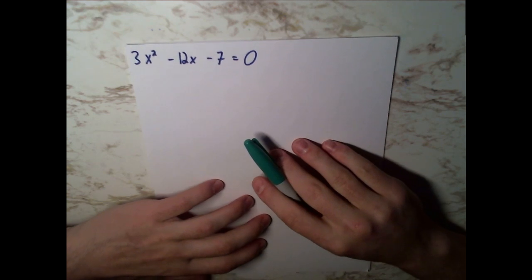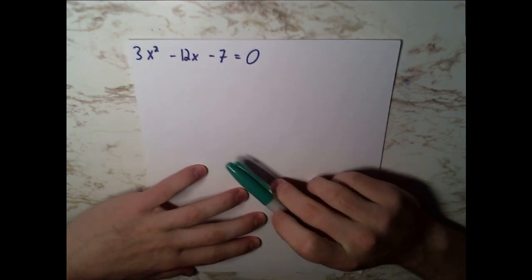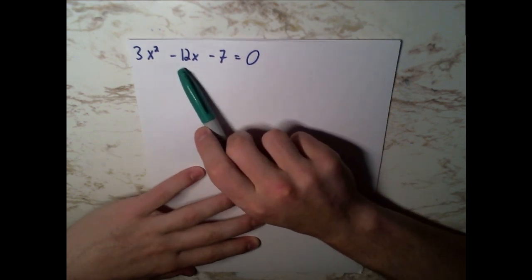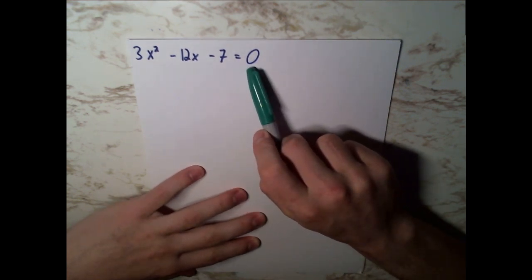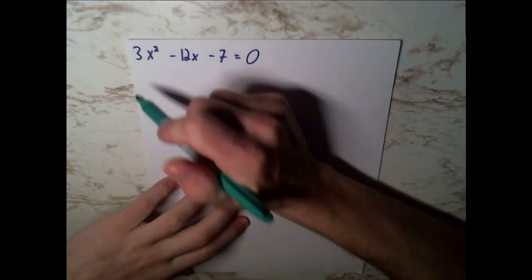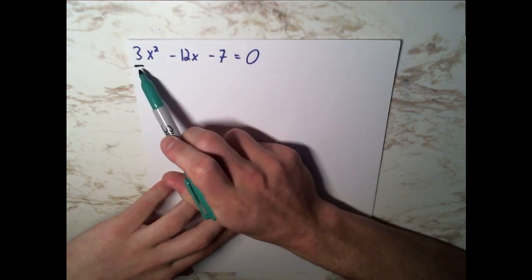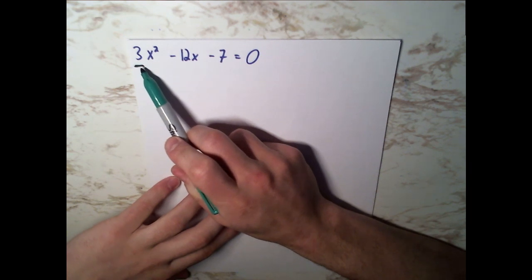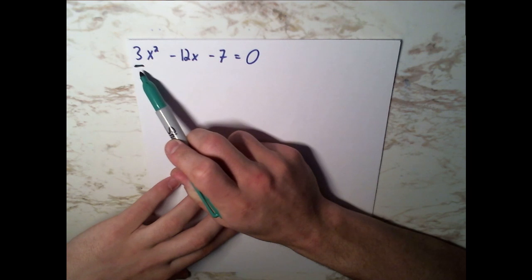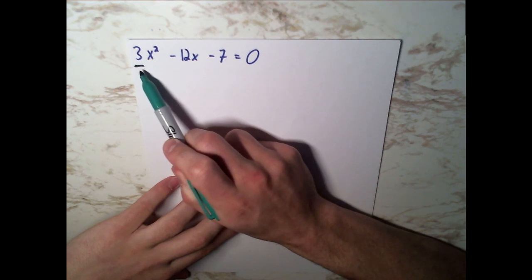Okay, this is going to be the last example of completing the square. Here we have 3x squared minus 12x minus 7 equals 0. And like I mentioned in the last video, this a term needs to be equal to 1 in order for us to complete the square. So here we have a 3, so we actually have one more step to do before we complete the square, and that's turn this a term, this number in front of the x squared. We need to make this a 1.